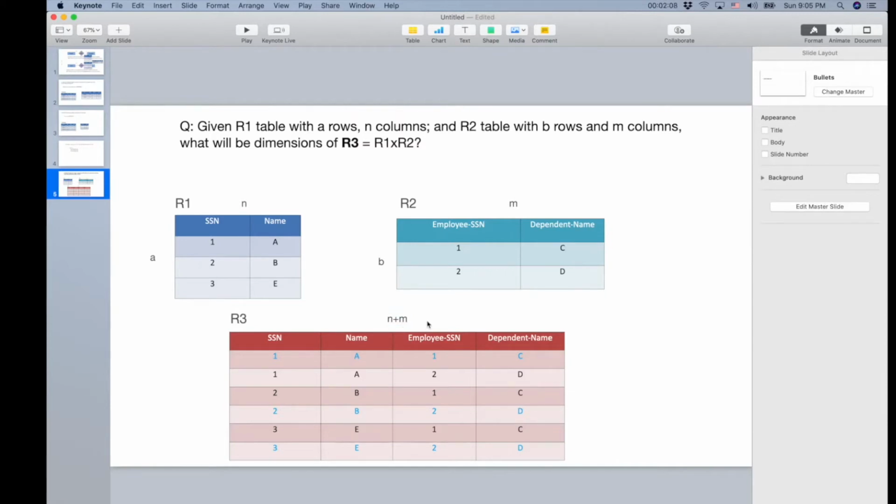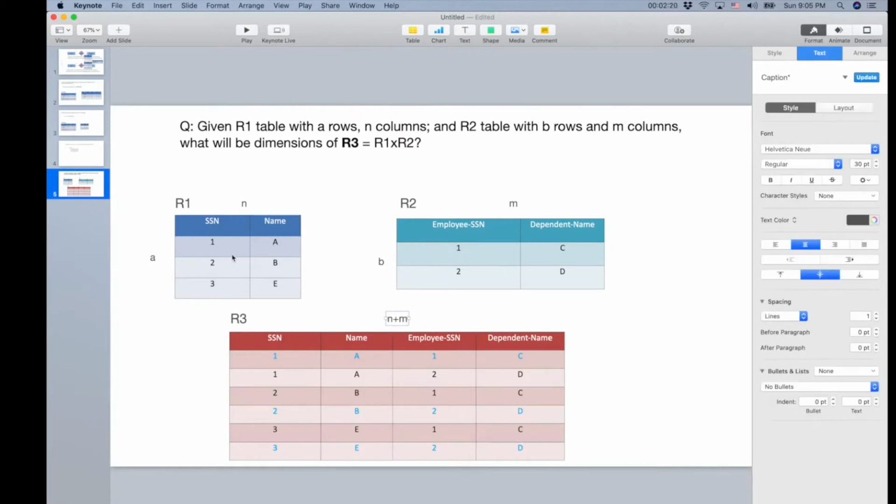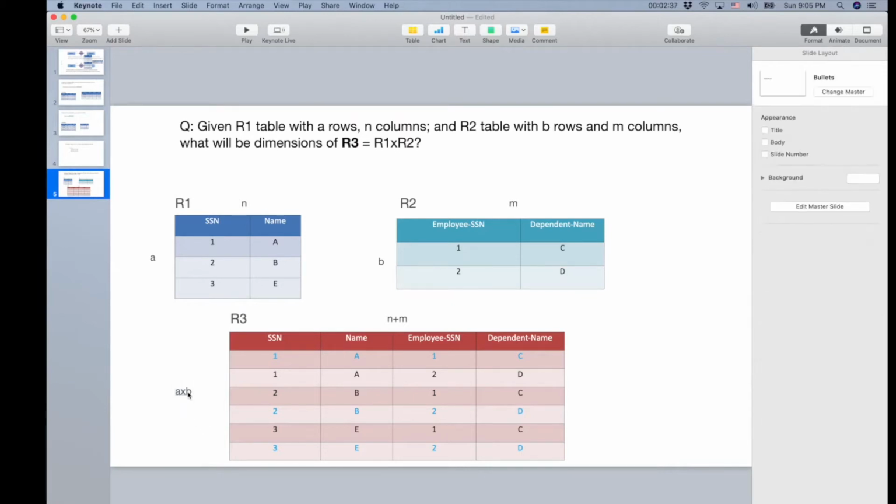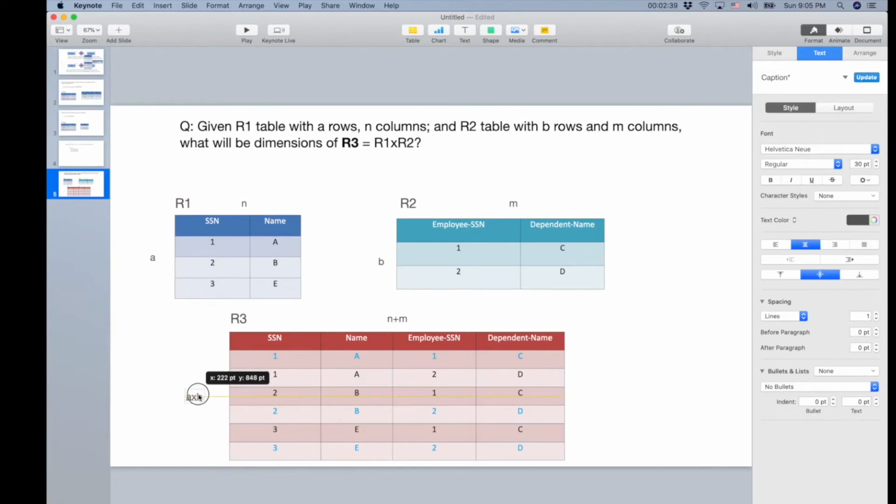Then how about the rows? Remember we mentioned that in the output relation, we need to combine all the tuples from R1 with R2, right? In other words, for the first record, we combine it with these B rows, and the same for the remaining ones. So for the rows in R3, the number of rows will be equal to A times B, right?